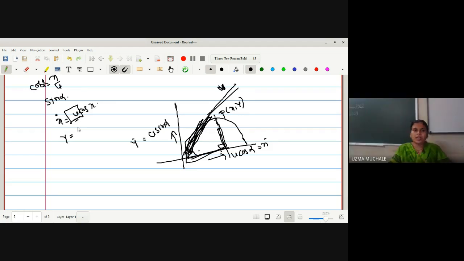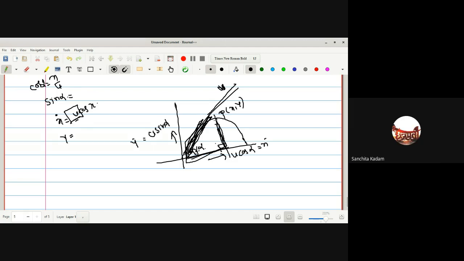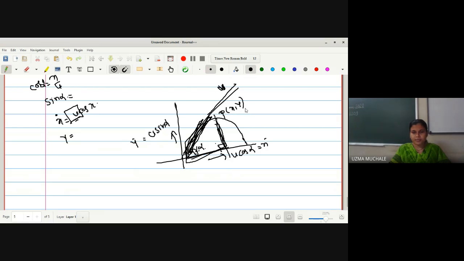How do you find sin alpha? The opposite side. What is the opposite side of the angle alpha here? X, y? Why? It should not be P of x, y. P of x, y is the position of a particle.